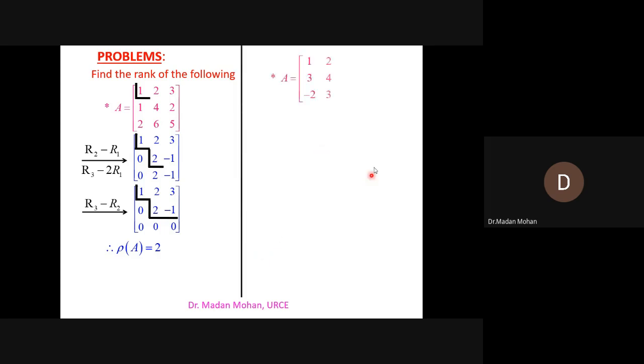Another problem. Observe this problem. What is the order of this one, please? 3 cross 4. Very good. What is the rank of this one? Can I take the rank as 4? No, sir. Why is the rank not 4? Immediately you can tell, because you know the rank definition. I can't get a 4 cross 4 from it. Hence the rank is not 4.